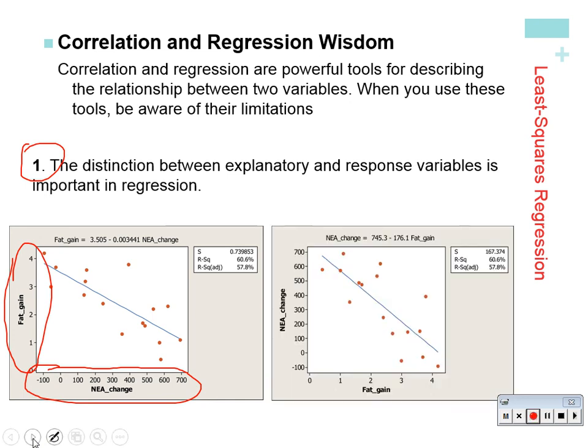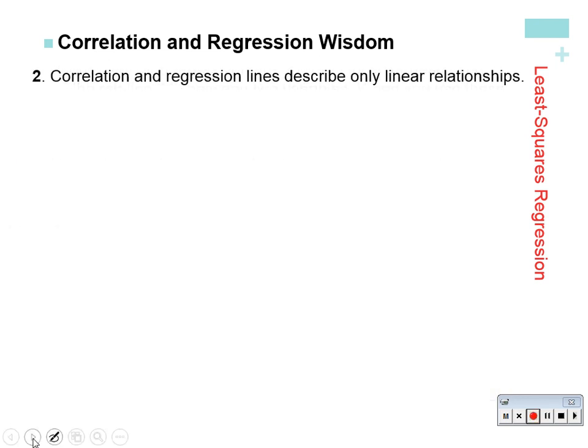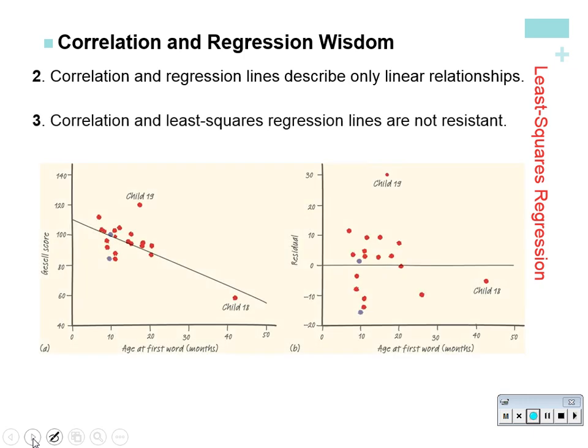The other is that correlation and regression lines describe only linear relationships. So just keep in mind that it's very important that you plot your data first before you start to get into doing anything with your direction, your outliers, your form, or your strength. The other thing here, correlation and least squares regression are not resistant, meaning they are strongly influenced by points that do not fit the overall pattern.